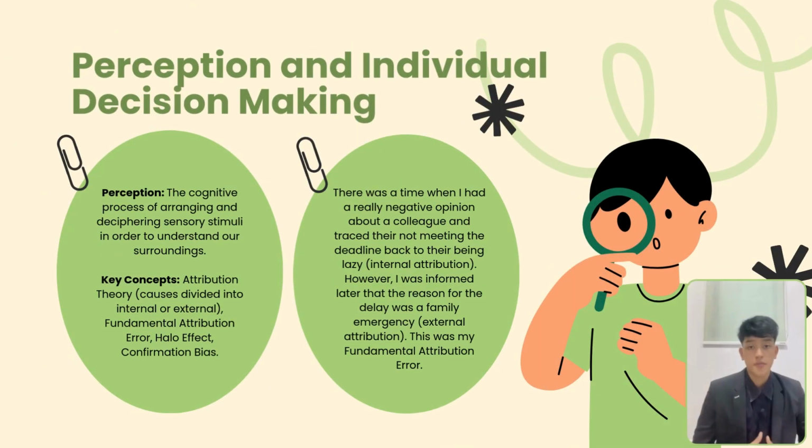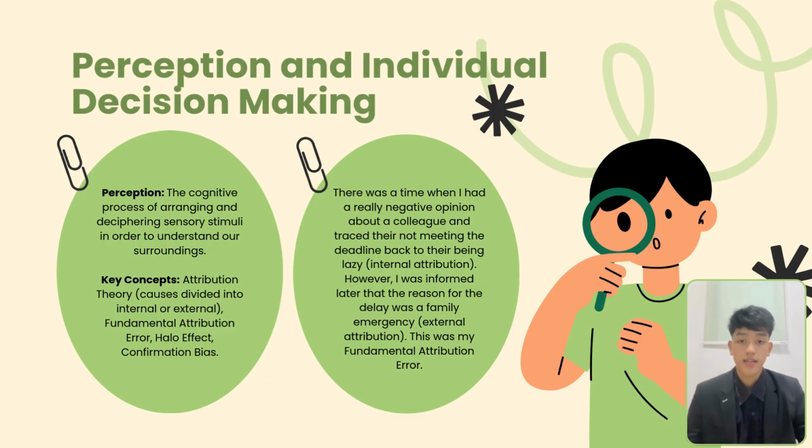Now on this part, our perception heavily influences how we interact with the world. Perception is the process we use to organize and interpret sensory information. The key concepts here include attribution theory, which deals with how we judge the causes of behavior. I learned this lesson personally with a teammate. I was quick to attribute their missed deadline to internal factors. I thought the reason for their deadline was their laziness or a lack of care.